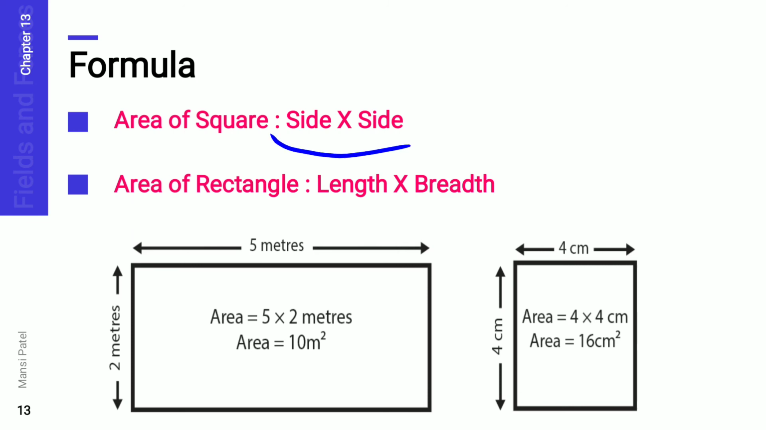You have to write down first side multiply by side. Then what is their side? That is the 4 centimeter and 4 centimeter. So do the multiplication. 4 multiply by 4. So 4 4s are 16 centimeter.